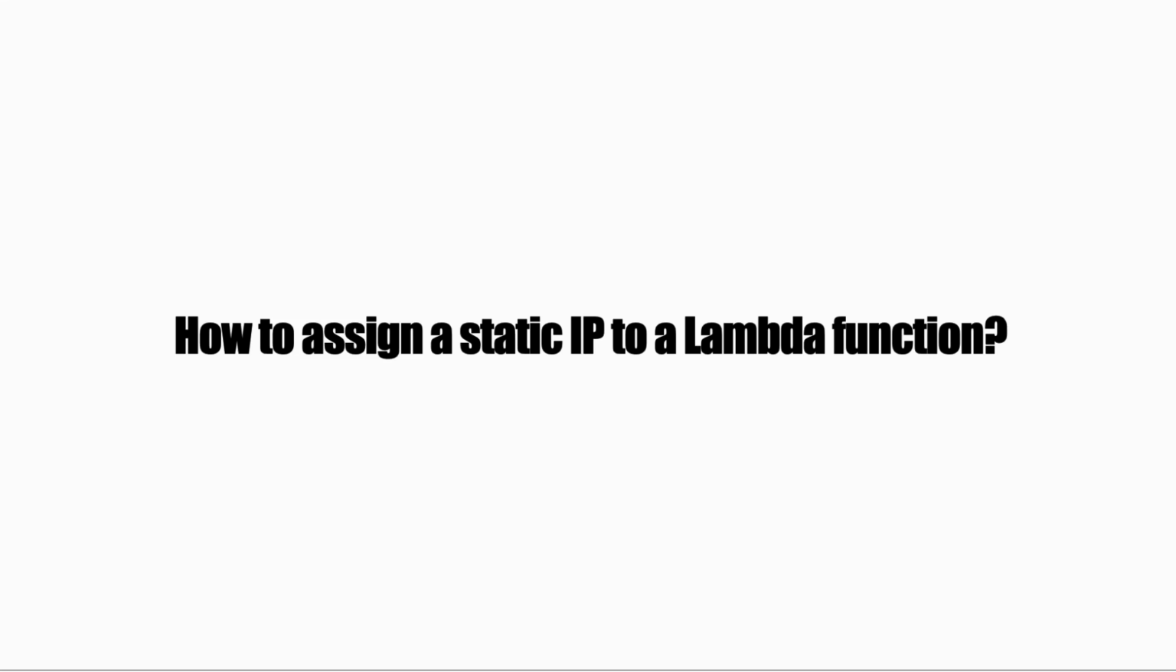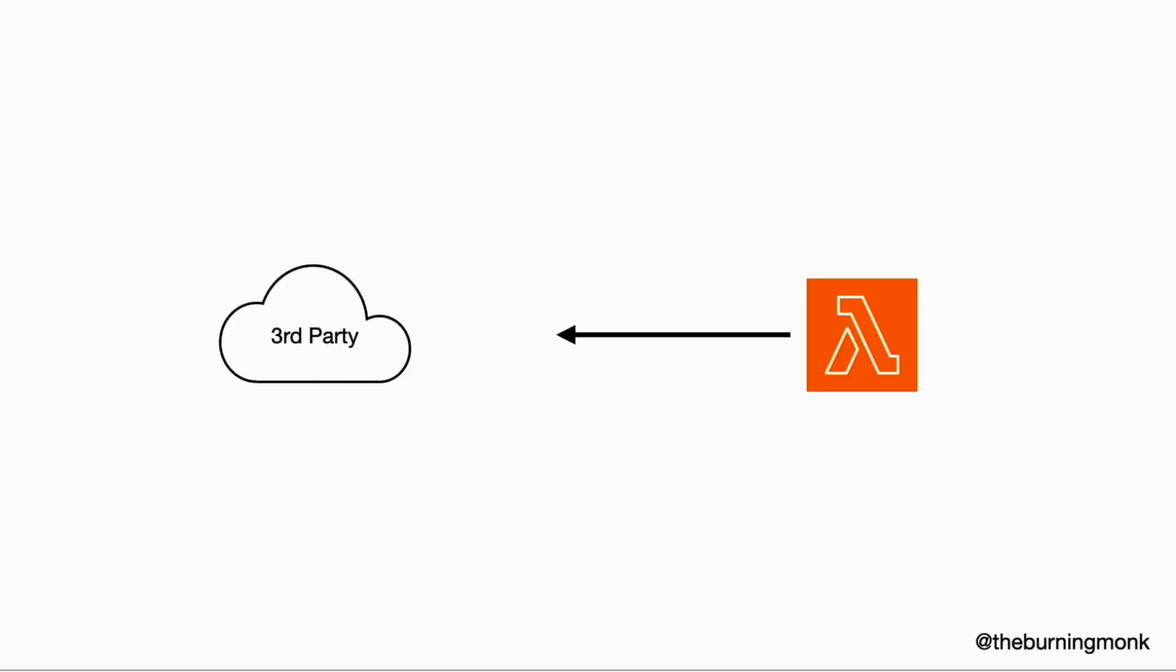How to assign a static IP address to a Lambda function? That is a common question I get from students and clients. Usually because you need to access a third-party service from your Lambda function.